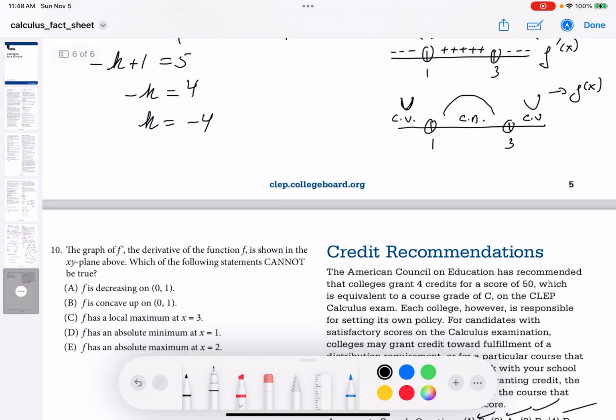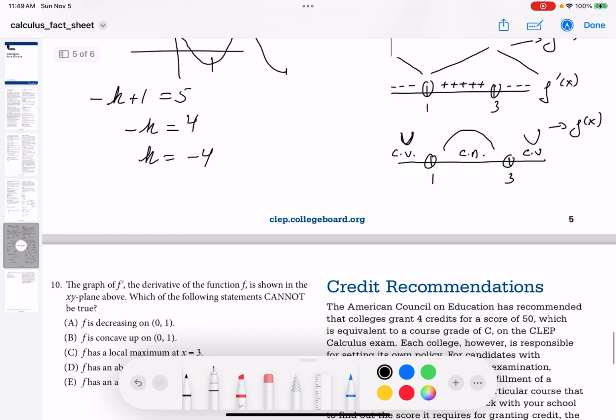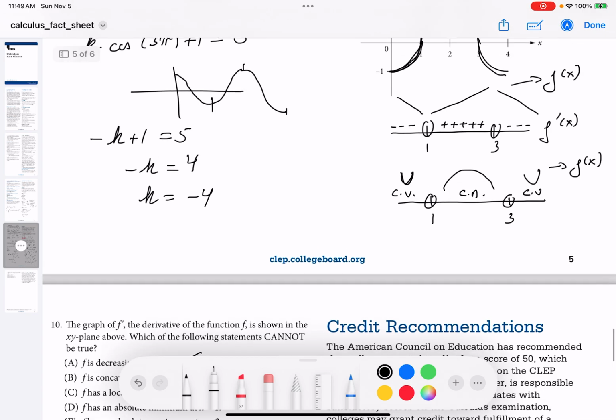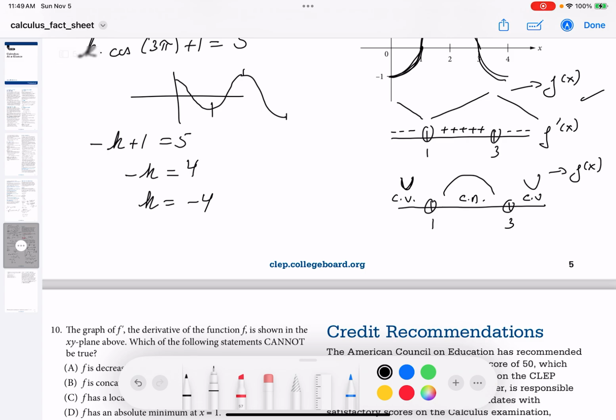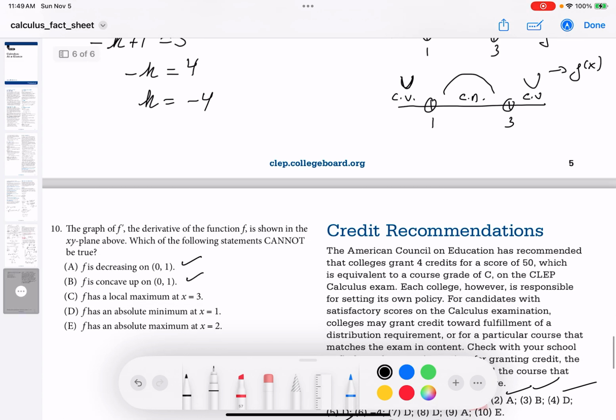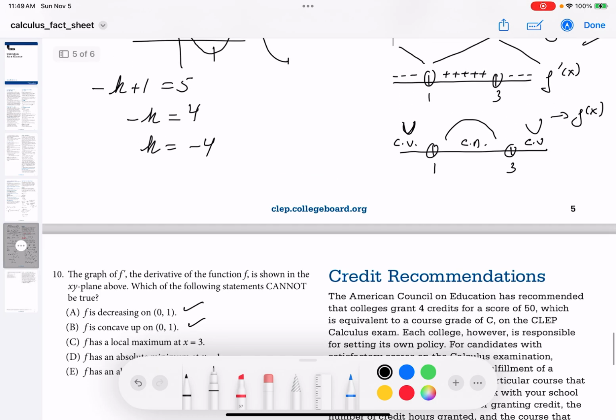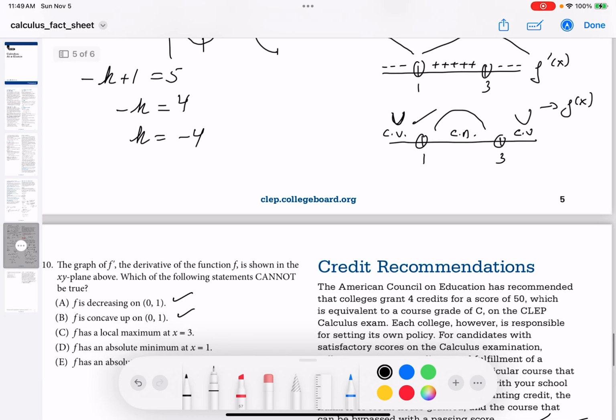And I have to read each one separately. It says the graph they gave me was of f prime. The derivative function f' is shown in the xy-plane, which of the following statements cannot be true? All right? So this is cannot be true. Well, I'm going to say this one's true because f is decreasing on 0, 1. We just showed that up here, by the way. Let's do the next one. f is concave up between 0 and 1. Well, that's true as well, by the way. I'm looking at that right over here.